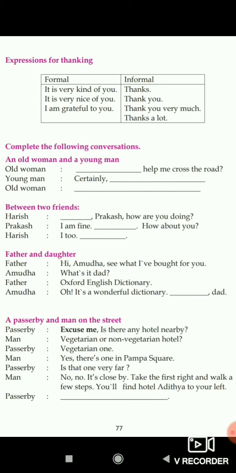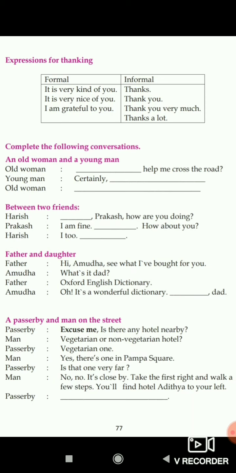And the next one is very easy. It's a father and daughter. Again, we have to go for informal conversation of expressing gratitude. Father: Hi Amuda, see what I have bought for you. Amuda: What is it, Dad? Father: Oxford English Dictionary. Amuda: Oh, it's a wonderful dictionary. Thank you very much. Thanks a lot, Dad. You can use any expression from the informal box.